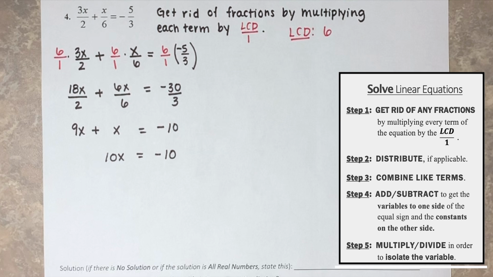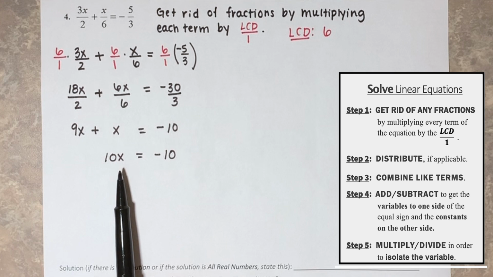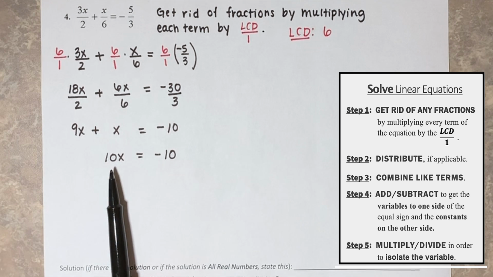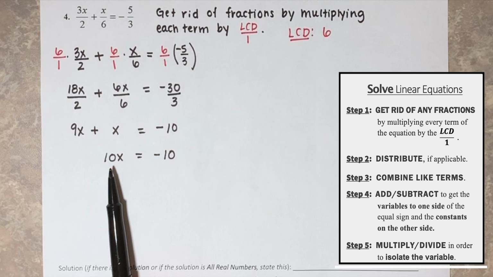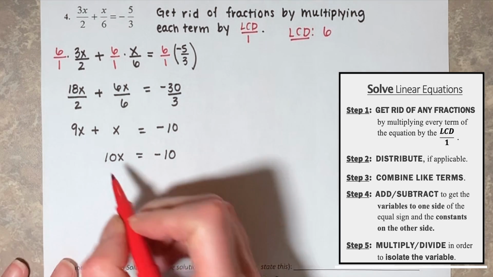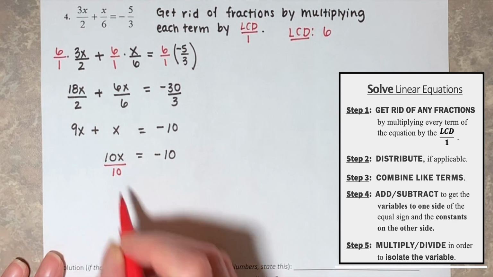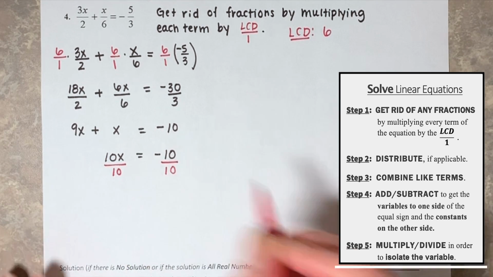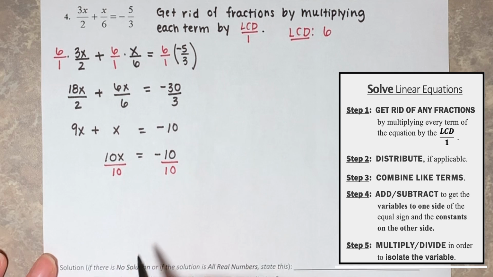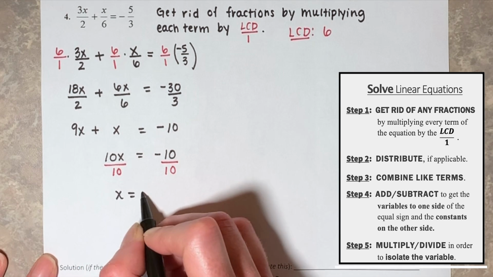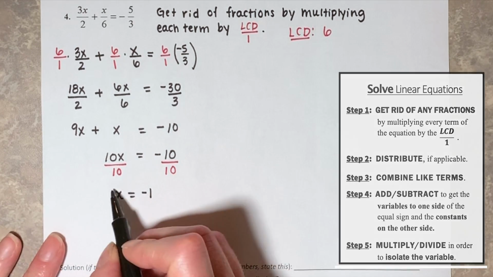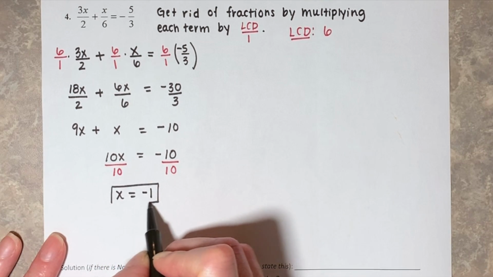The goal of step number 5 is to isolate the variable. This x is almost isolated, we just need to get rid of the coefficient, the 10. So since x is being multiplied by 10, the opposite of multiplying by 10 is dividing by 10. So let's divide this side by 10, and then whatever you do to one side, you have to do to the other side. So these 10s cancel, and we're left with x is equal to negative 1. So our final answer here is x is equal to negative 1.